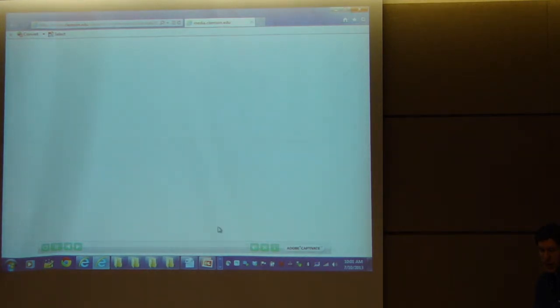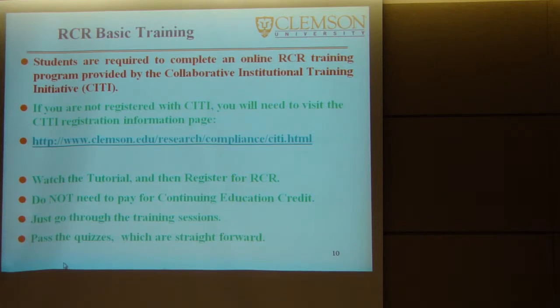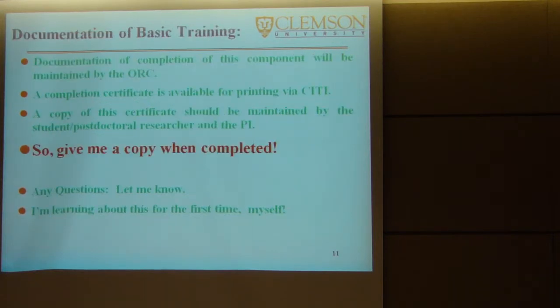So with that, watch the tutorial and register for that course. You don't need to do the continuing education credit unless you really want to, but I think it costs you $80. Just go through the training sessions and pass the quizzes. They're pretty straightforward. I guess maybe I shouldn't say that since I haven't taken them yet. Then the documentation is maintained by our Office of Research Compliance. Print out a certificate and certainly give me a copy.